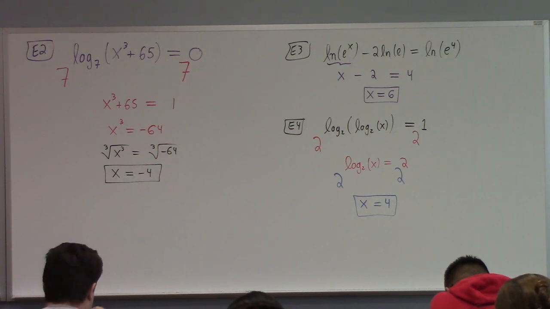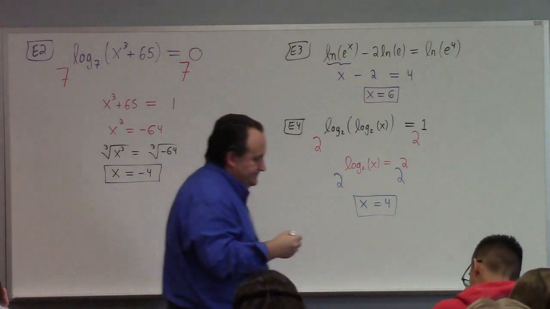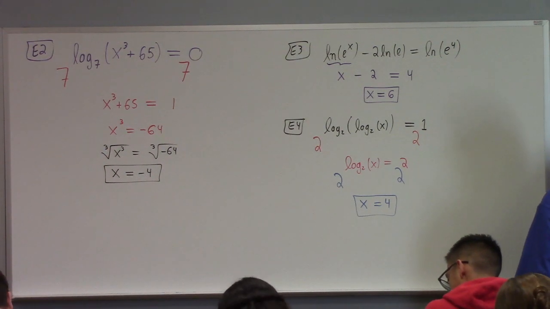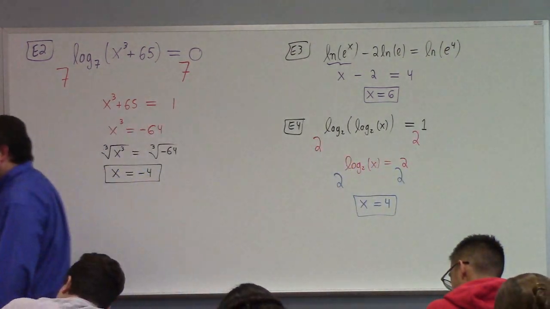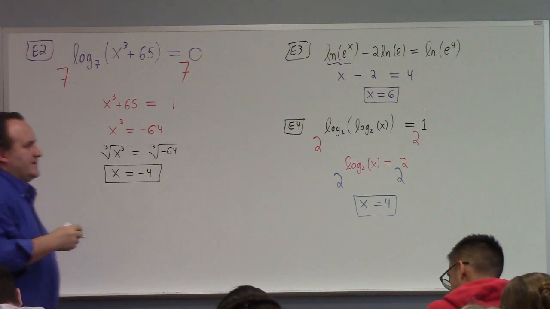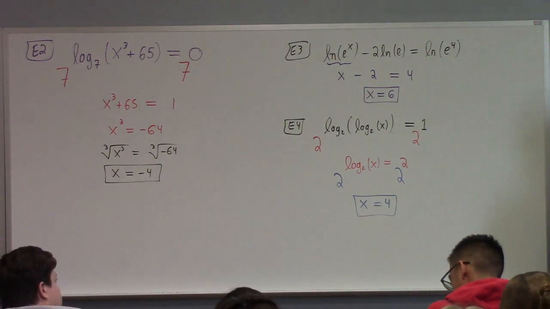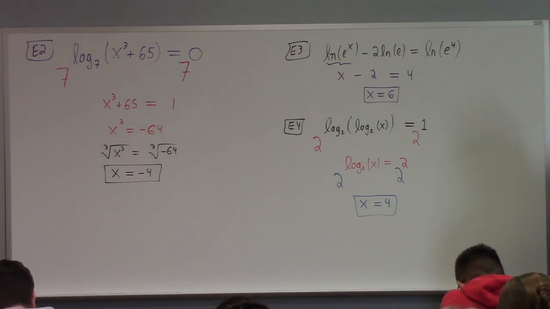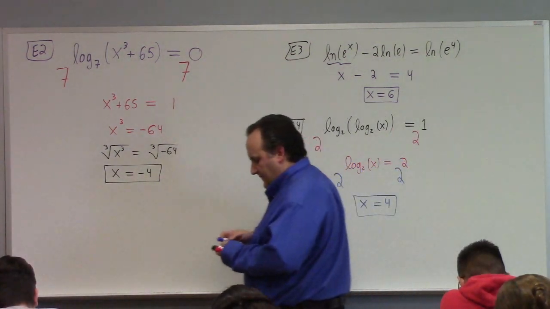Let's work number 87. Number 87 gives us P is equal to A plus K over ln of x. We're supposed to solve for x. How do you solve an equation like that for x?